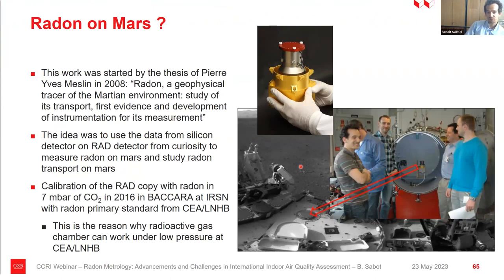And in this case, what was challenging is that on Mars, you have 7 millibar of CO2. And so we had to perform a calibration under this condition. And in fact, you can see here with a colleague from Germany and NASA, and especially Pierre-Yves Meslin, who was a lot involved in this work. The copy of the device that is on Mars, calibrated in IRSN with a radon primary standard to understand how we can detect radon on Mars at 7 millibar of CO2.